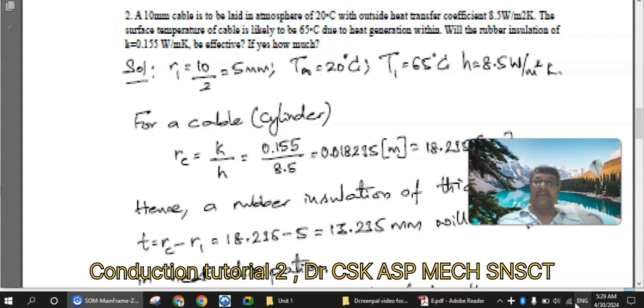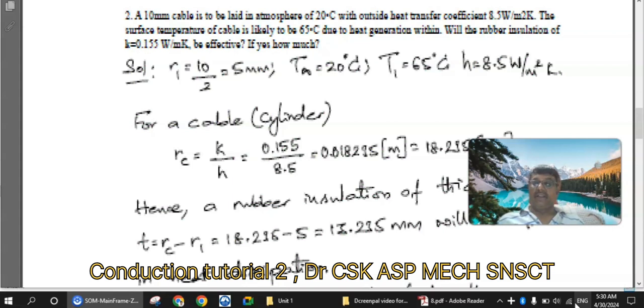There will be rubber insulation of thermal conductivity k 0.155 watt per meter Kelvin, a very minimal value. Will it be effective? If yes, how much? They are asking: if I put rubber insulation to arrest the heat generation, to avoid an accident or heat dissipation nearby, what will be the thickness needed? What will be the heat transfer? Will it be effective? Likewise, they are asking the question.